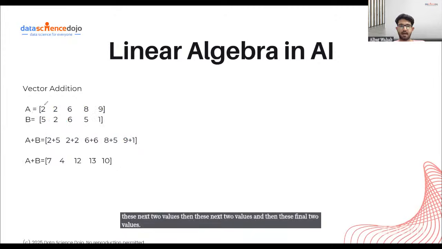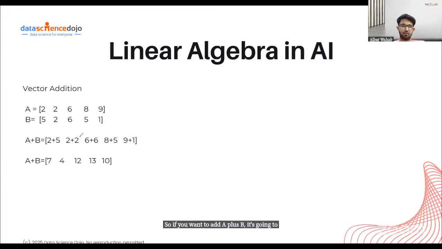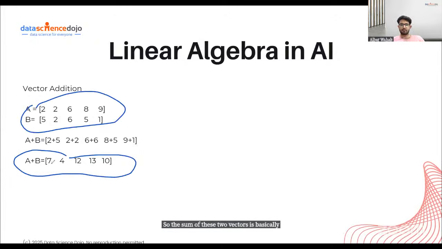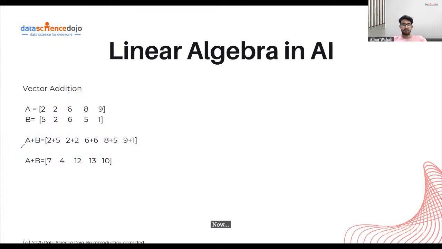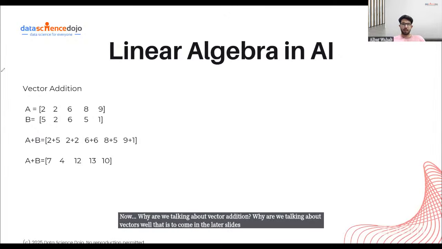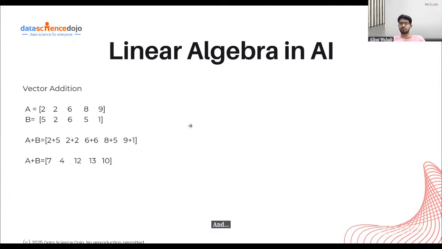So if you want to add A plus B, it's going to be 2 plus 5, 2 plus 2, 6 plus 6, 8 plus 5, and 9 plus 1. That is 7, 4, 12, 13, and 10. So the sum of these two vectors is basically 7, 4, 12, 13, 10. Now, why are we talking about vector addition? Why are we talking about vectors? Well, that is to come in the later slides when we start diving into how embeddings work and how they are used to create your generative AI models and so on.